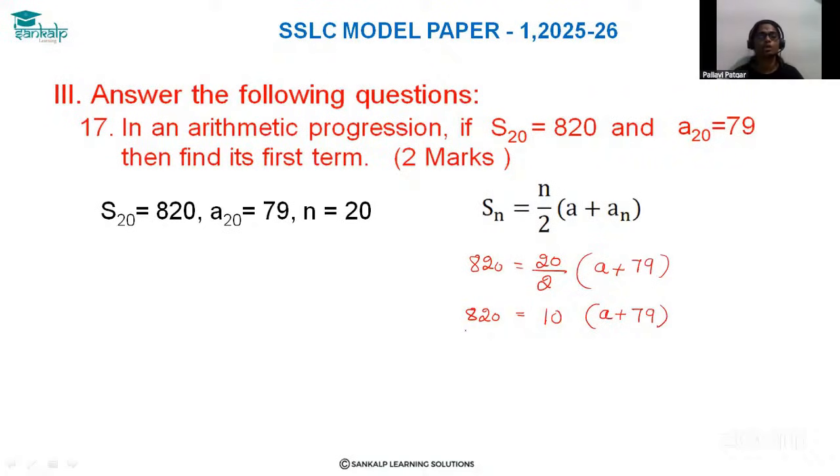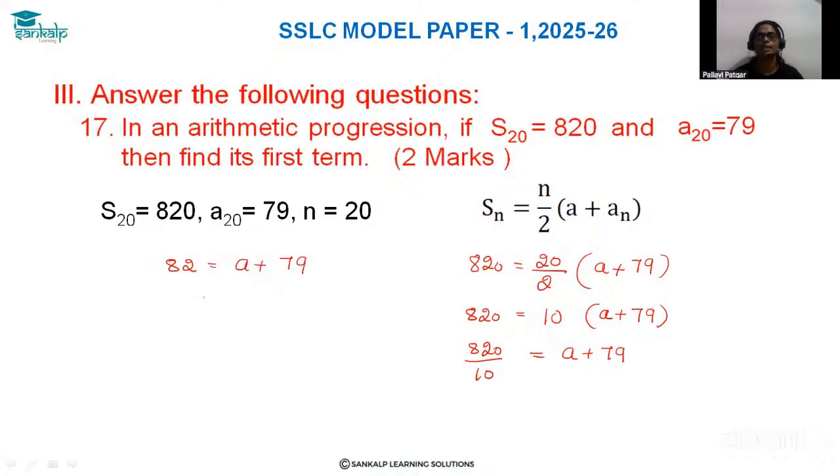Okay. So dividing both sides by 10, 820 divided by 10 is equal to a plus 79. So 10 ones are 10, so it becomes 82. So 82 is equal to a plus 79.